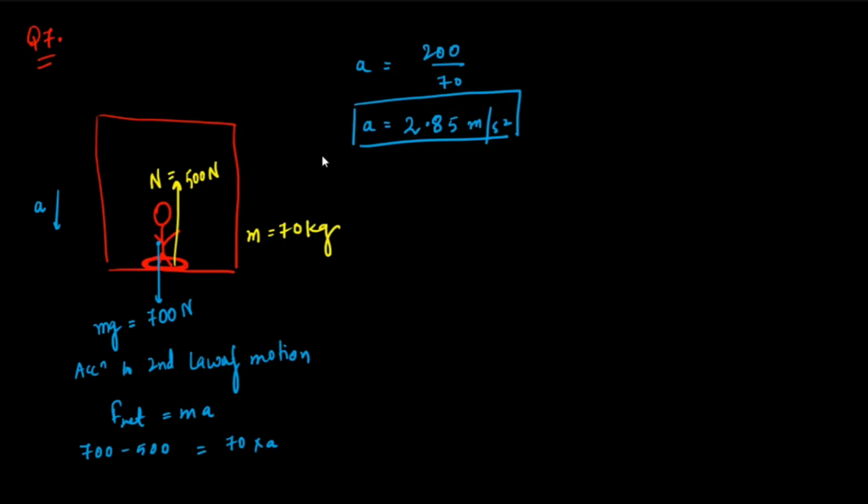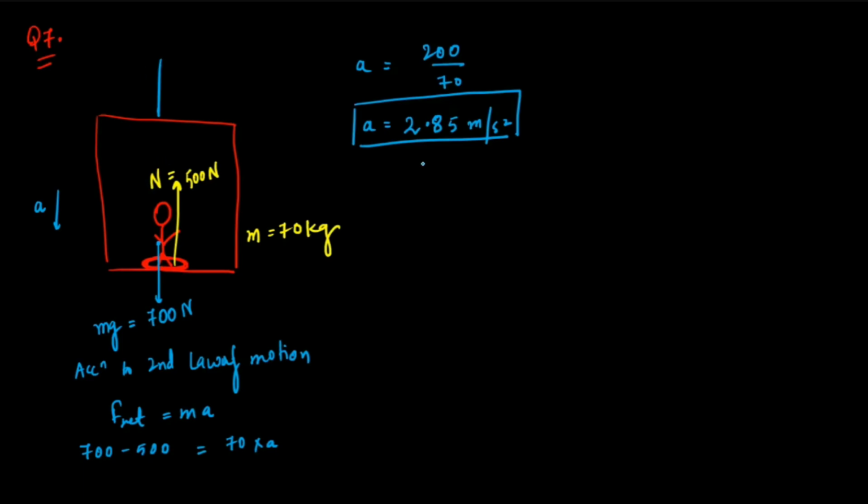The second question says, if the elevator cable suddenly snapped, what would the scale read? If the cable which is connected to the whole elevator just snapped, what happens to the normal reaction? This is what we have to answer.